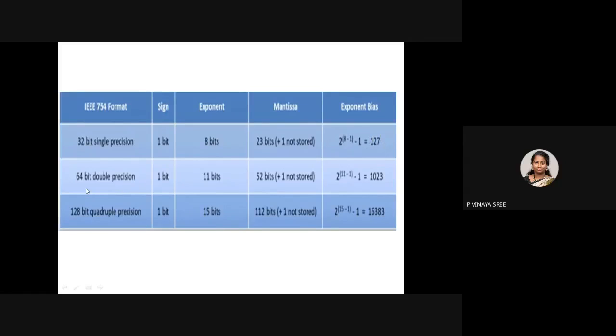Now let us consider double precision. For double precision, the IEEE format is 64 bit. In the 64 bits, same as single precision, we will divide into three components. One is for sign, one bit. One is for exponent, where we are using 11 bits. And for mantissa, we are using 52 bits. One not stored. Why? I will explain. And for calculating the excess bias, how many exponent bits are there in double precision? Is it 8 bits or 11 bits? It is 11 bits. So 2 power 11 minus 1, minus 1, you will get 2 power 10, which is 1024, and 1024 minus 1 will be 1023. Okay. It is advanced; we do not have 128 bit in our syllabus.